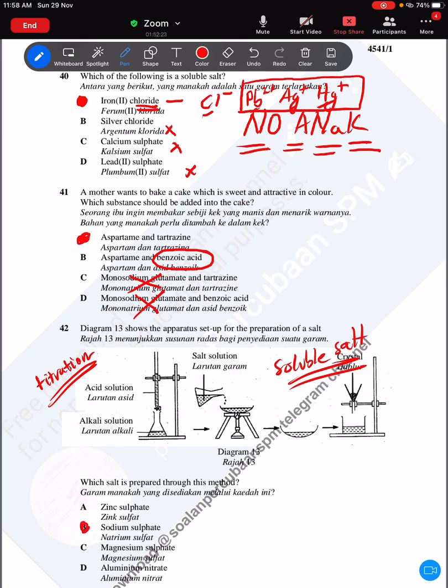I feel it is sodium sulfate. Because of what? Because you have NaOH plus H2SO4. Because this is titration, or neutralization. So you get Na2SO4 plus H2O. Logic. Next one.